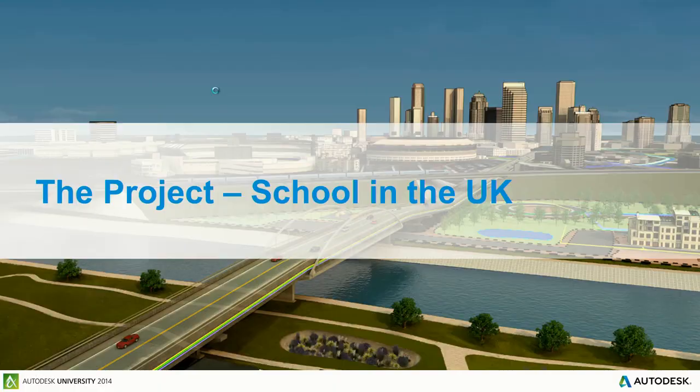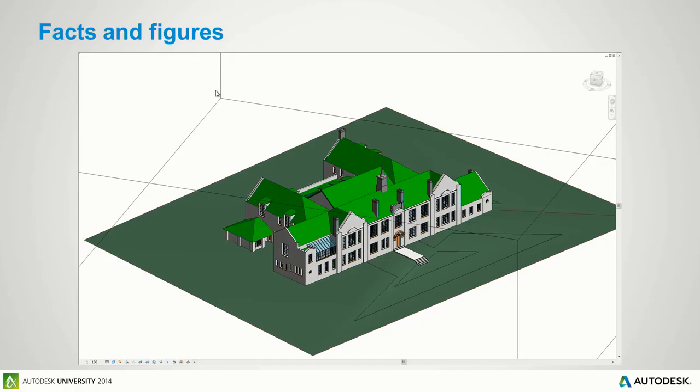So let's talk about this project in the UK. Bit of background, it is a multi-million pound public redevelopment. So it's a revamp. This is an old school in Wales, and they're redeveloping it into a multi-use community centre. So a few points about it.